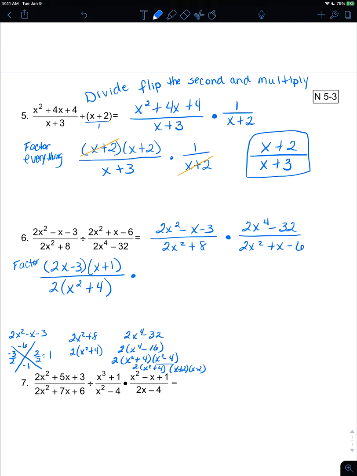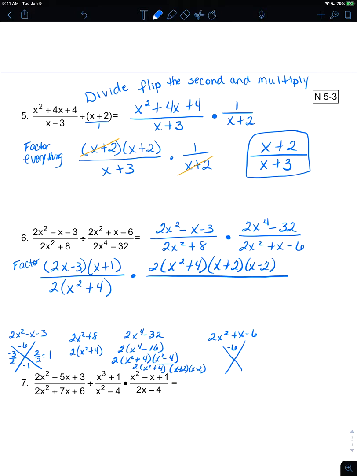Whew, that is long. 2 times x squared plus 4 times x plus 2, x minus 2. Okay, that is 2x to the 4th minus 32 factored. So now our last one, 2x squared plus x minus 6.